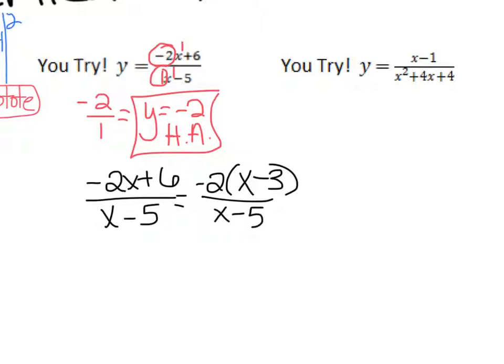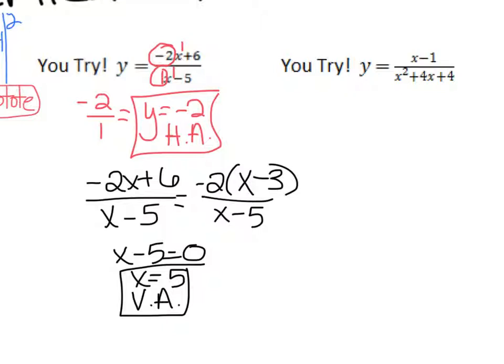Now remember, with vertical asymptotes, we only care about your denominator. So x minus 5, set it equal to 0. So x equals 5. Now I check to see, could something cancel here? Because if it cancels, it's a hole. If it doesn't cancel, it's a vertical asymptote. Well, x minus 5 and x minus 3 aren't going to cancel. So that means this is a vertical asymptote.